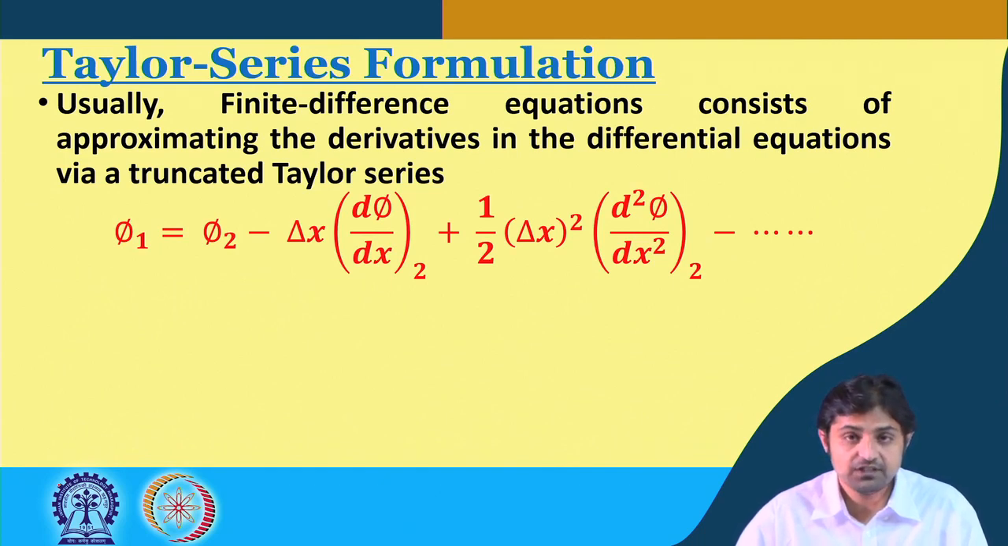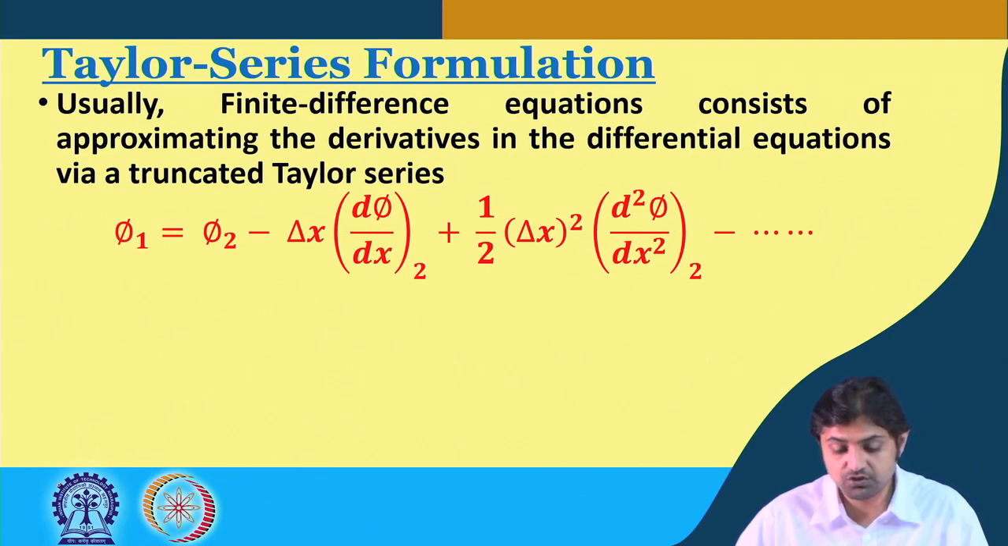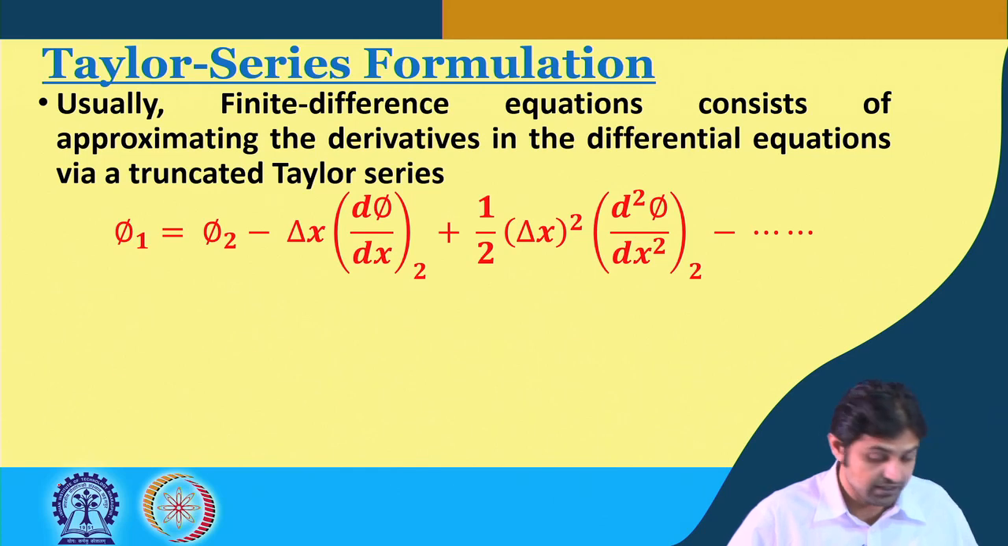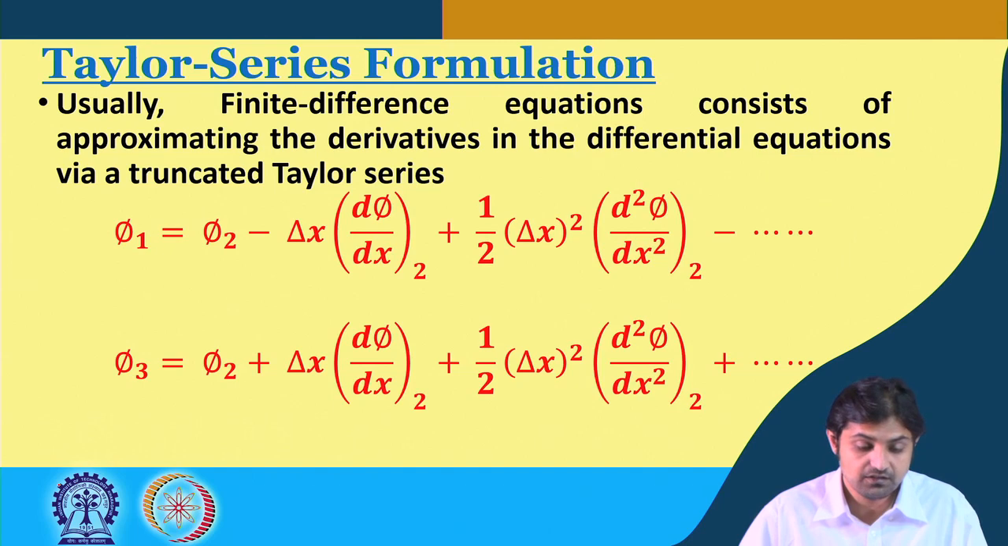So, phi 1 is written as phi 2 minus delta x del phi del x at 2 plus half delta x whole square del square phi del x square at 2, you know. And the series goes on with alternate minus and plus signs. So, this is called the truncated Taylor series. Or phi 3 can be written as phi 2 plus delta x del phi del x plus half delta x square, and it can go on like this. All right.